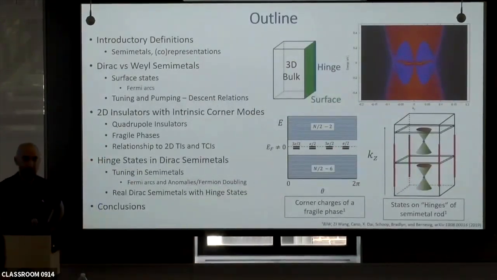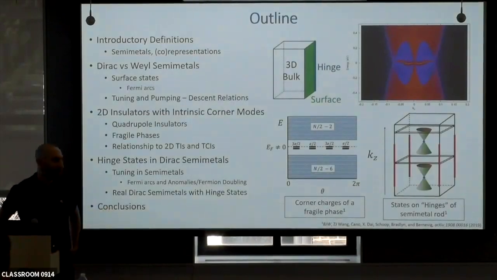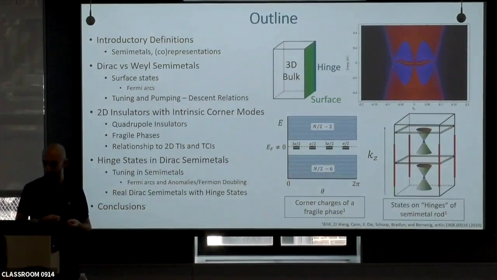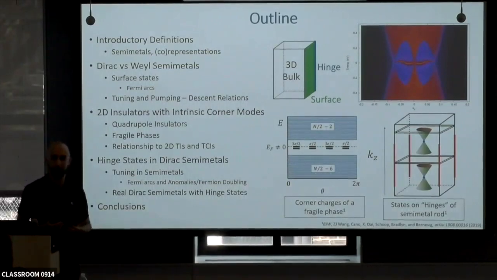So this talk is structured as follows. First, I'm just going to give a brief introduction on nodal semimetals and symmetries and topology. We don't have to do too much of it because there's a lot of people who covered this earlier. But I'm going to focus just on Dirac and Weyl semimetals a little bit in detail and talk about how they have different versions of surface states and how you can understand them through tuning or pumping relations.